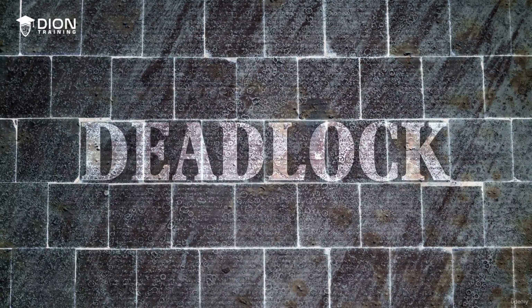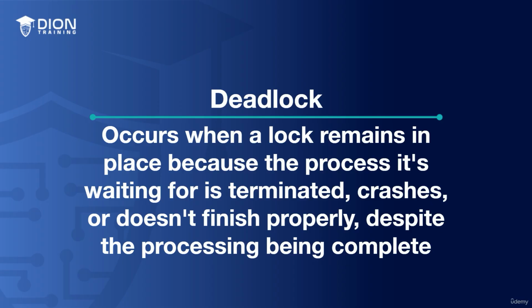Overall, the use of locks and mutexes works pretty well to prevent race conditions, but sometimes they can cause a deadlock to occur. Now, a deadlock occurs when a lock takes effect, but the process that the lock is waiting for is terminated, crashes, or simply doesn't finish properly, which causes the lock to never be removed from the resource, even though the processing was completed. When this occurs, the system or code can lose access to the resource until the lock is overridden or manually removed. To prevent deadlocking, it's important that you properly design and test any locks or mutexes that you're using inside of your code to prevent a race condition.